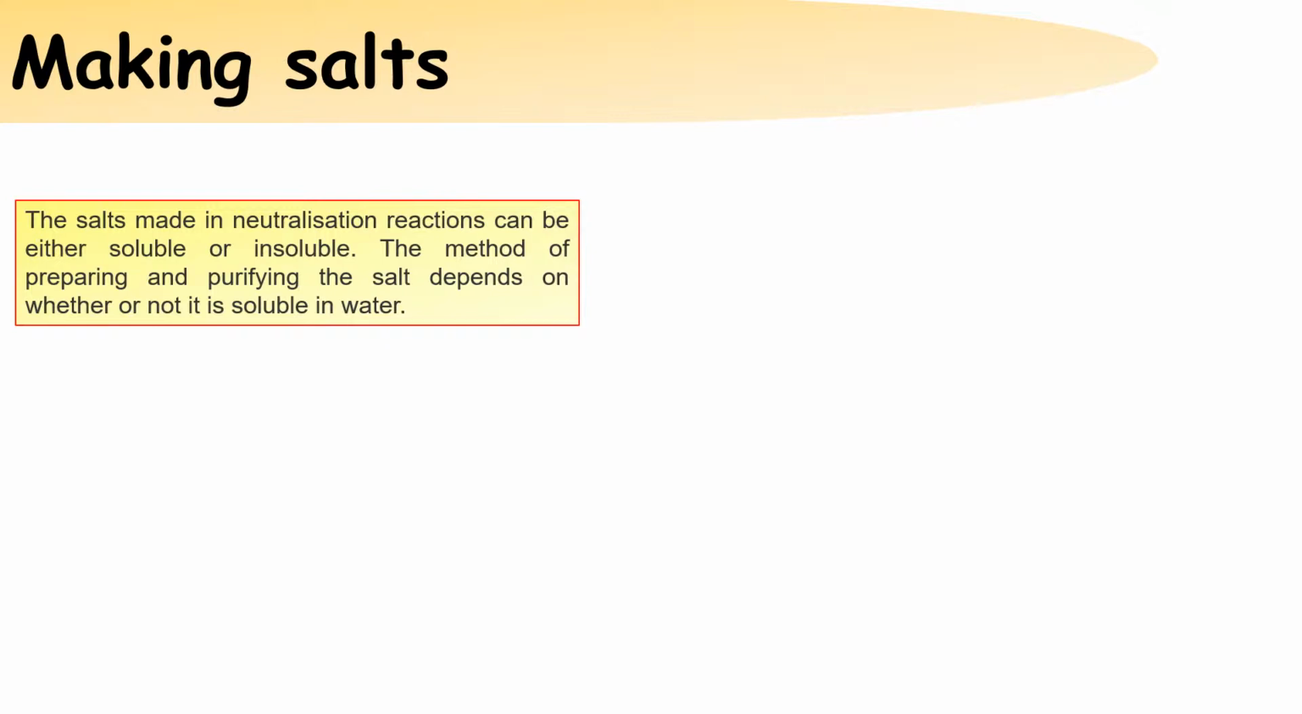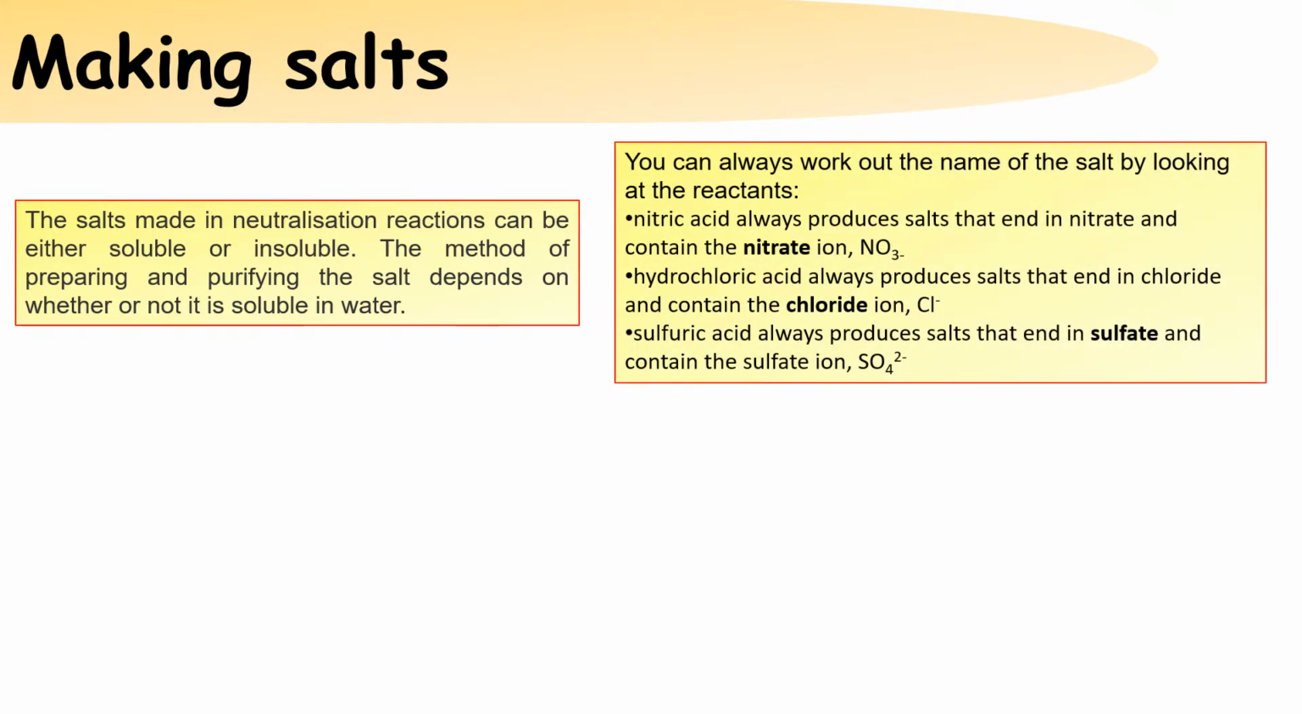The salts made in neutralization reactions can be either soluble or insoluble. You can work out the name of the salt by looking at the name of the reactants. Nitric acid always produces a nitrate. Hydrochloric acid always produces a chloride. Sulfuric acid always produces a sulfate.